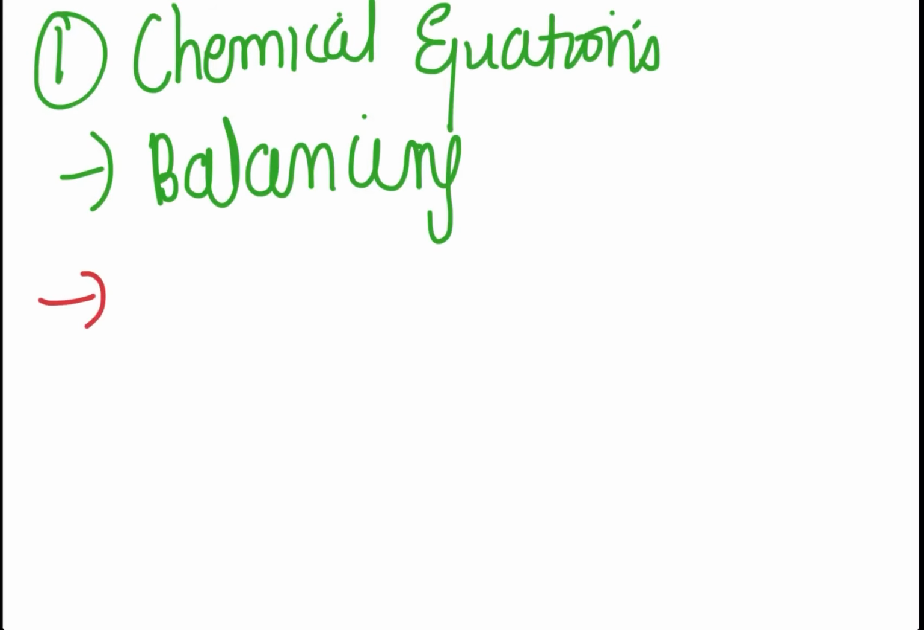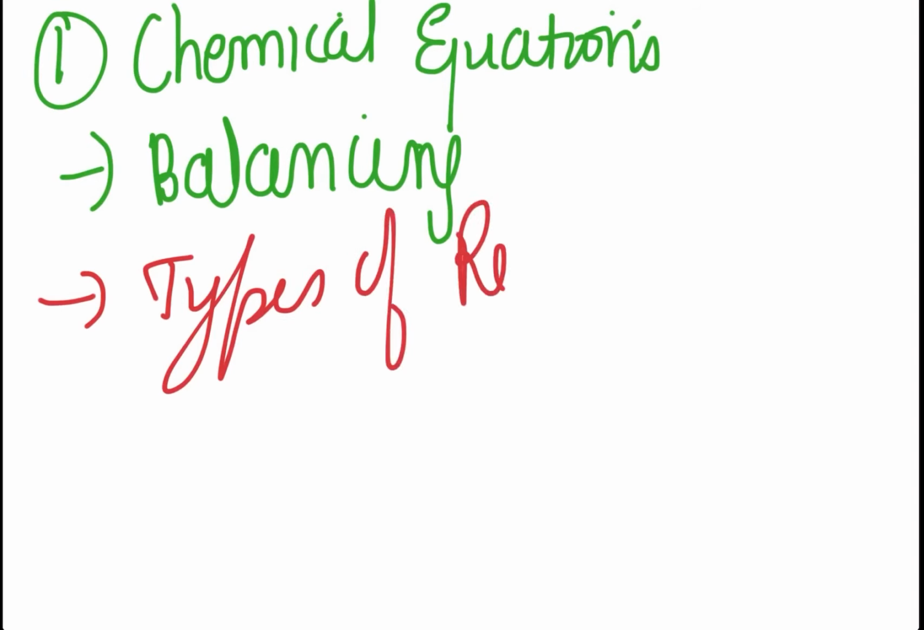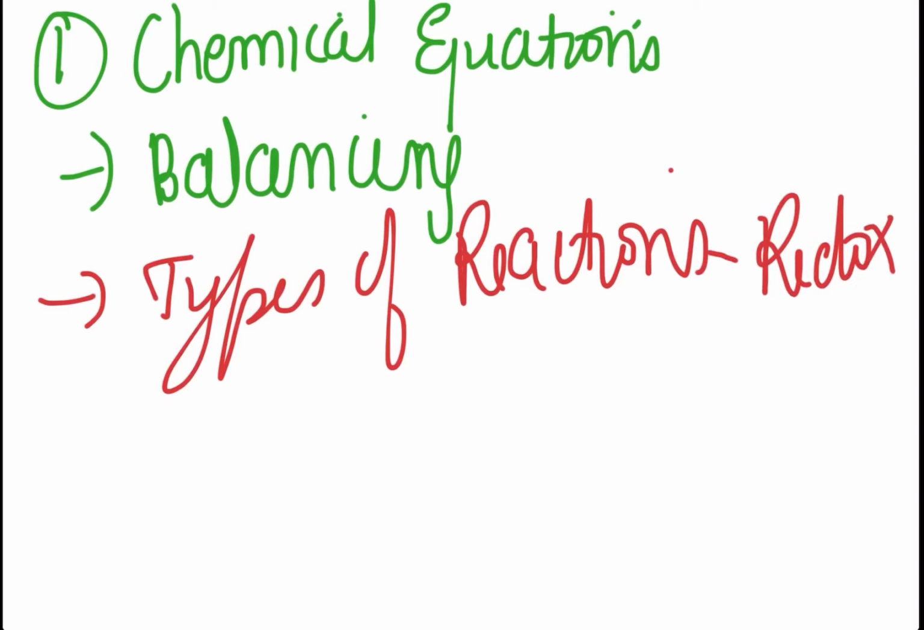Second is types of reactions. Types of reactions generally give you a question, and mostly from the types of reactions we get a question on redox reactions, and we get a question on double displacement or DD reactions. Okay, in double displacement you should know what kind of precipitate is formed, generally that is asked, and in redox reactions, which is the oxidizing agent.